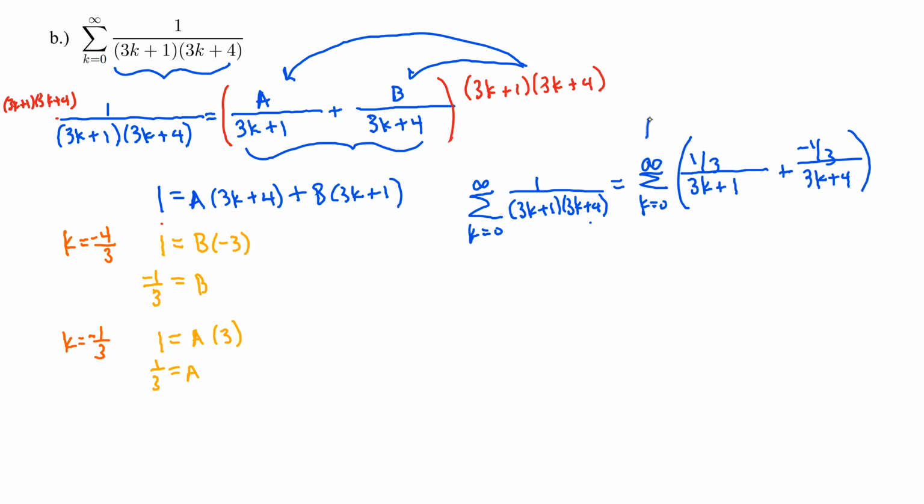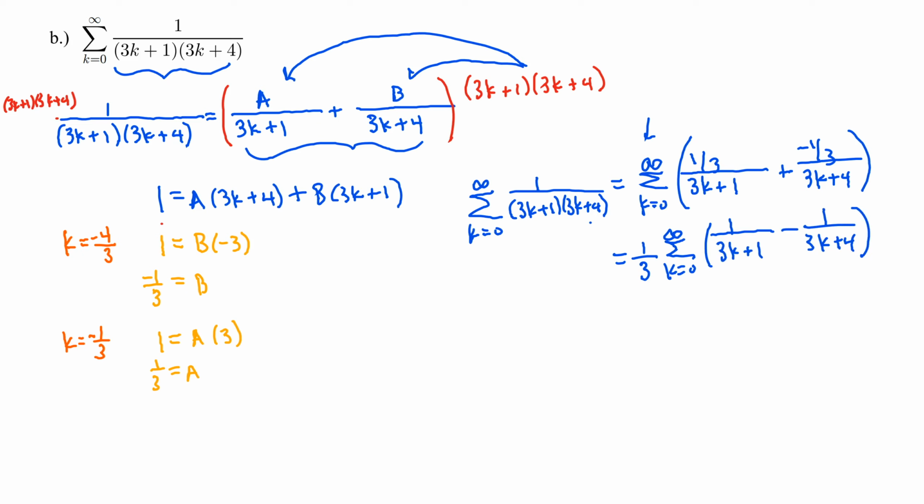Now, this summation is an operator, and like many of our operators, such as the differential operator, the integral operator, we can factor corresponding or common coefficients in front of that summation. So I'm going to factor out the 1/3. This is going to leave behind 1 over 3k plus 1 minus 1 over 3k plus 4, and this will turn out to be a telescoping series.